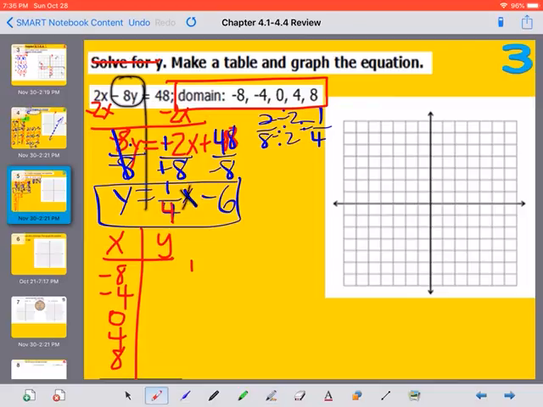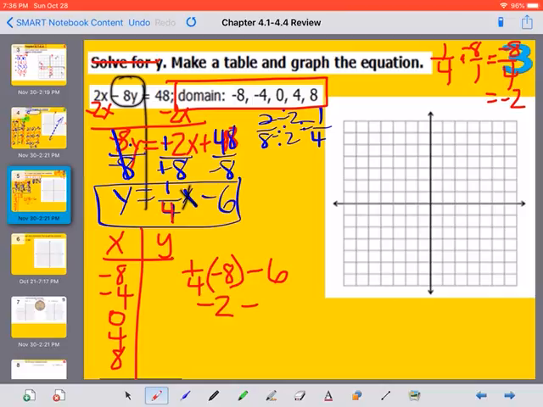So first we have 1/4 times negative 8 minus 6. So 1/4 times negative 8 is really negative 8 over 1. So if we multiply straight across, we have negative 8 over 4. 8 divided by 4 is really just 2, or negative 2. So we have negative 2 minus 6, which is negative 8.